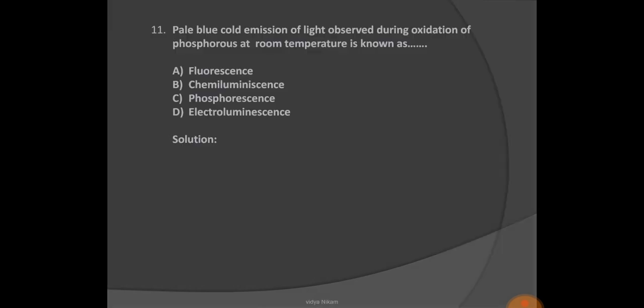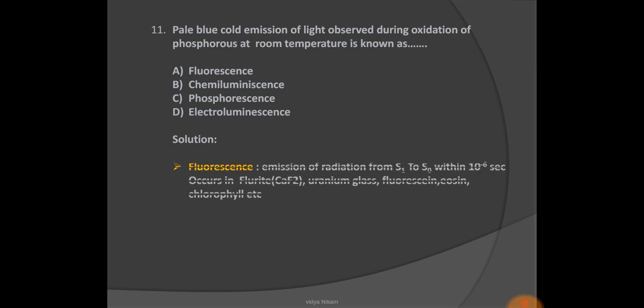So let us start from question number 11. The pale blue cold emission of light observed during oxidation of phosphorus at room temperature is known as dash dash. Option A, fluorescence. Option B, chemiluminescence. Option C, phosphorescence. And option D, electroluminescence. So let us see one by one.